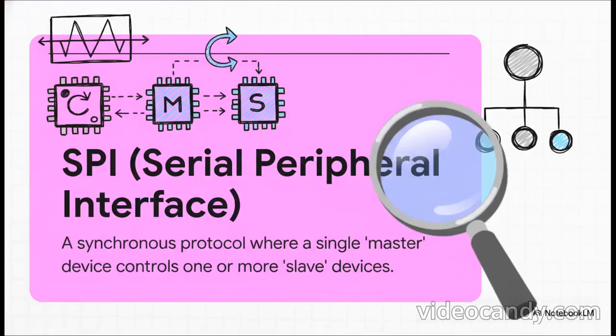Section 3, SPI. This protocol introduces a much more organized system, almost like an orchestra conductor leading a group of musicians. SPI stands for Serial Peripheral Interface. And notice this one is a synchronous protocol, so we're back to using a shared clock signal. In this setup, one device is designated as the leader. It controls the clock and starts all the communication. The other devices are the followers, and they only speak when spoken to.